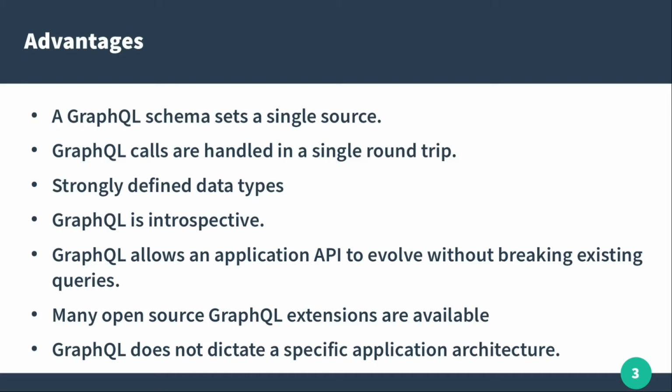Strongly defined data types reduce miscommunication between the server and client. GraphQL is introspective. A client can request a list of data types available. This is ideal for auto-generating documentation. GraphQL allows an application's API to evolve without breaking existing queries. Many open source GraphQL extensions are available to offer features not available with REST APIs. GraphQL does not dictate a specific application architecture. It can be introduced on top of an existing REST API and can work with existing API management tools.